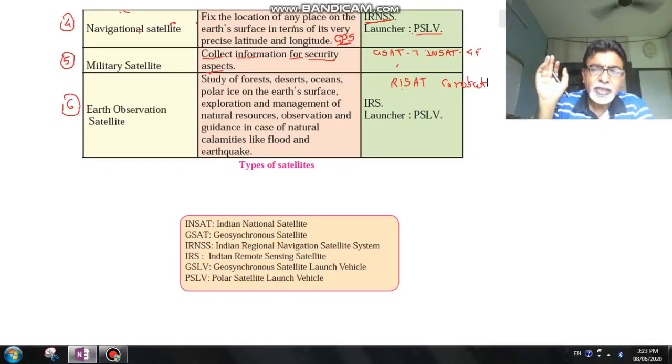So this is what we have discussed today. What is the space mission, need and importance of the space mission, and very important artificial satellites, their types, their function, that all were discussed today in our lecture.